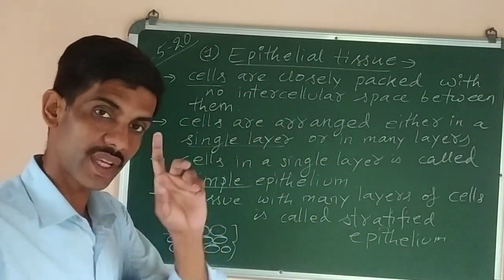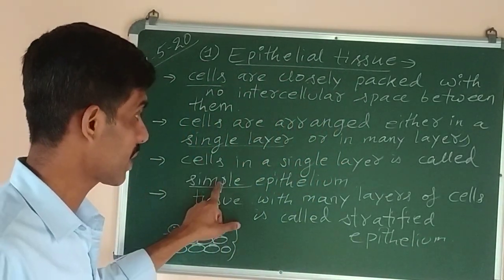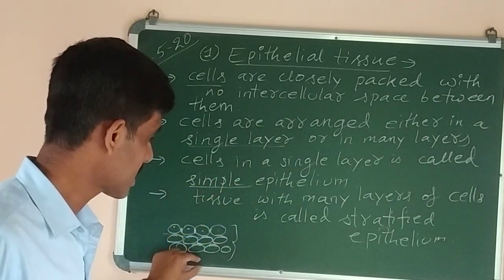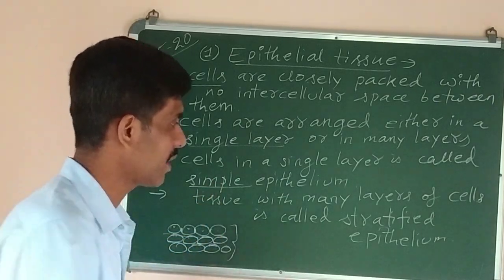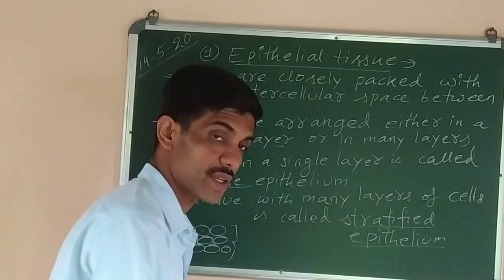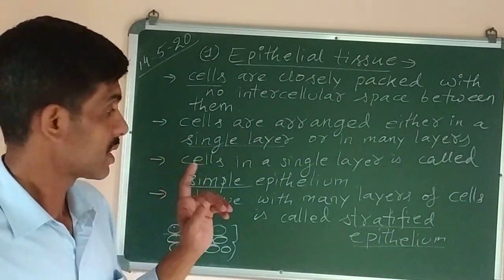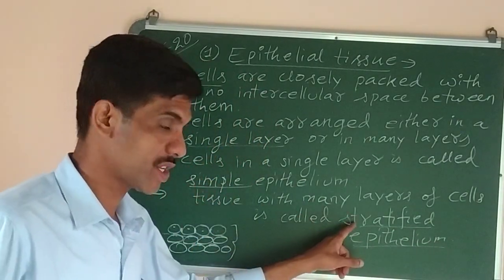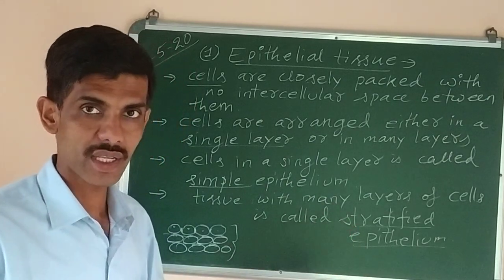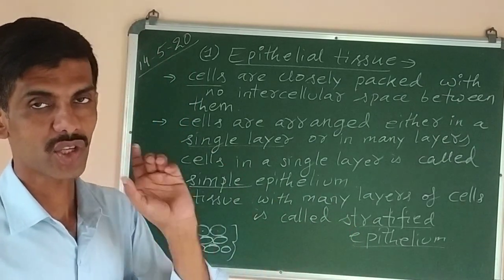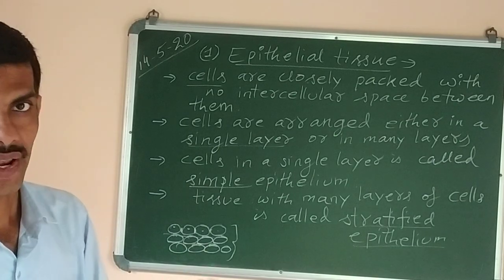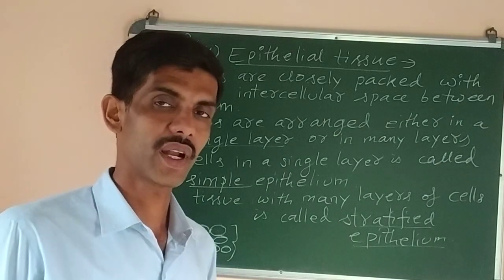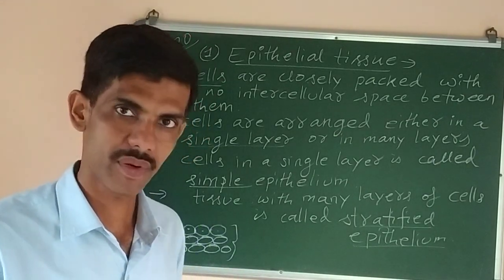Okay, so if a single layer of cells is there, that is called simple epithelium. If many layers of cells are present, that is called stratified epithelial tissue. So if asked what is the difference between simple epithelium and stratified epithelium, the answer is: simple epithelium contains a single layer of cells, whereas a stratified epithelium contains many layers of cells.